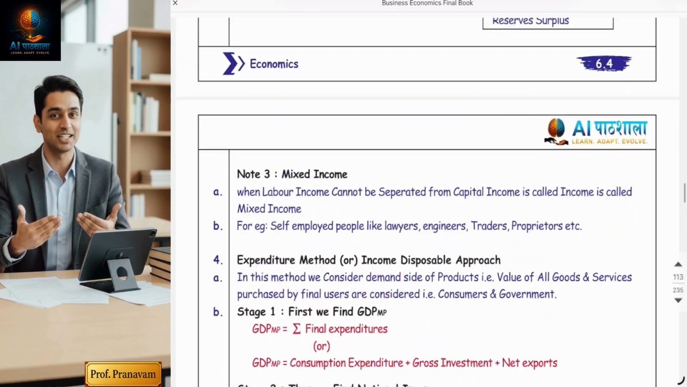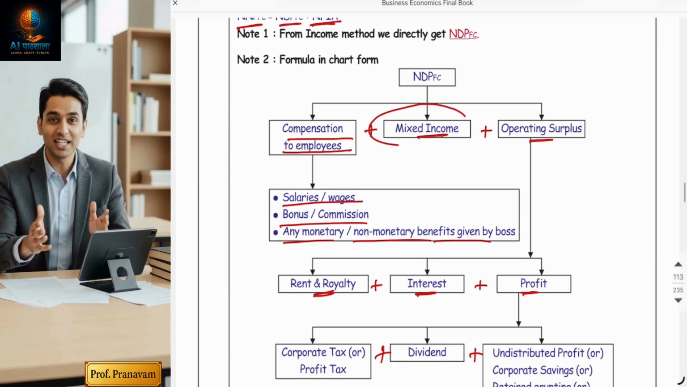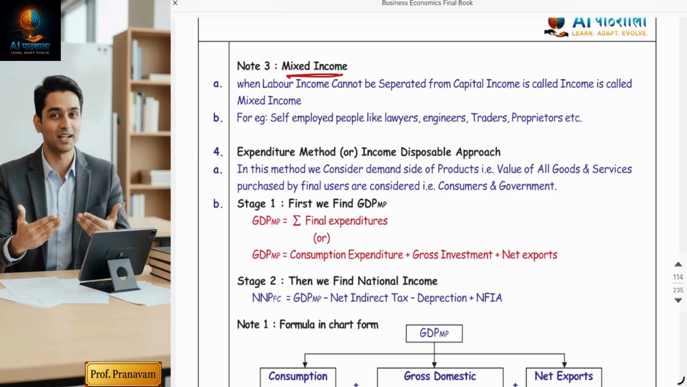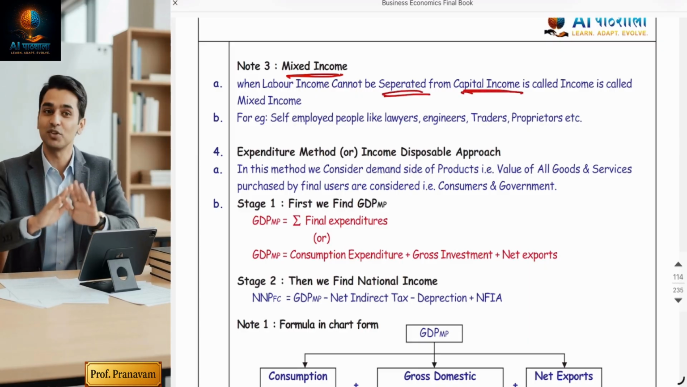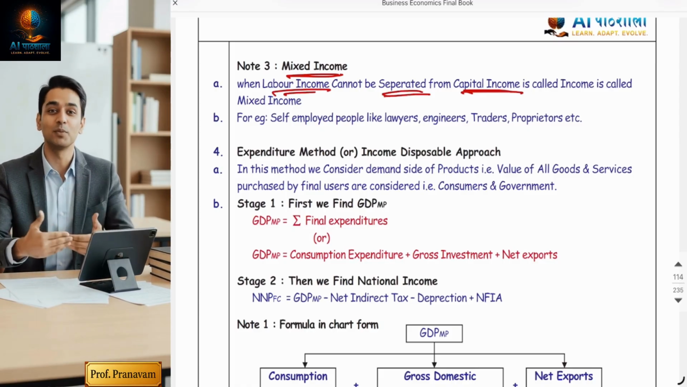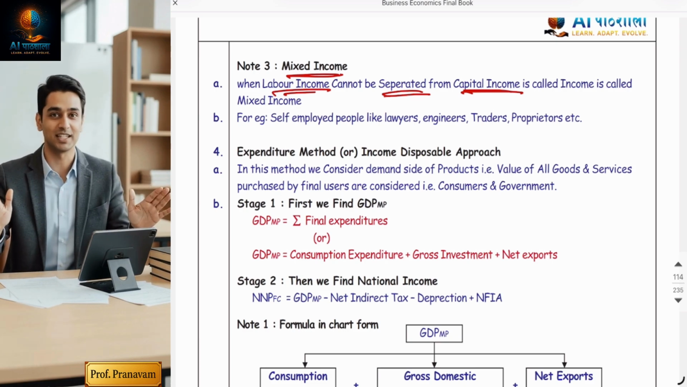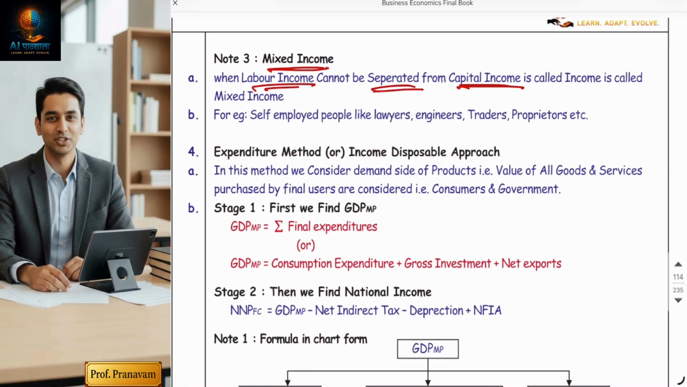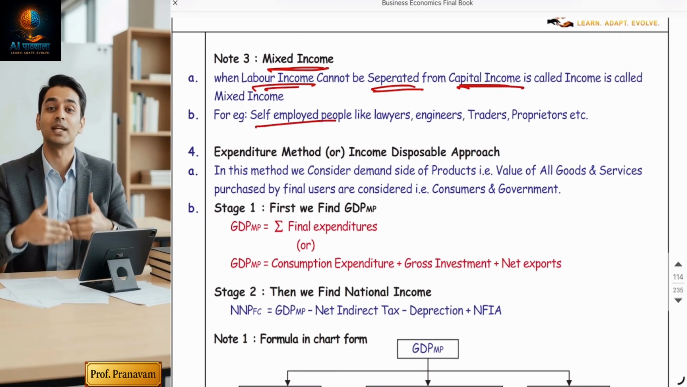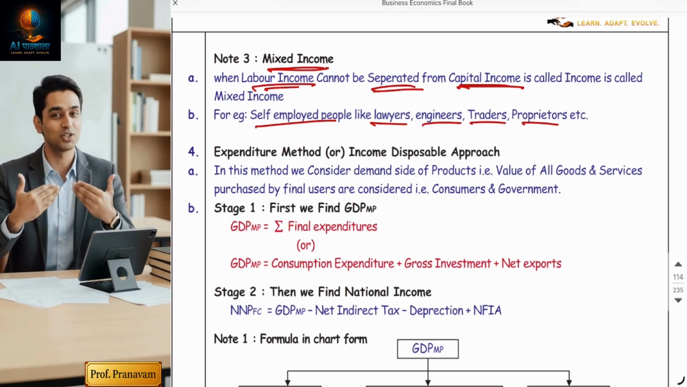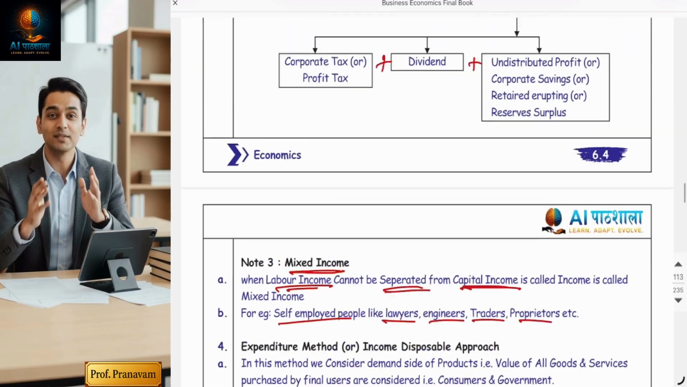Now, in this formula, I've used one term called mixed income. What do you mean by mixed income? Guys, mixed income is income which cannot be separated into capital income and labor income. It means labor income and capital income are a mixture. Normally, self-employed people and sole traders earn this income, when in a small business the owner and manager are one and the same. So self-employed people like lawyers, engineers, traders, proprietors always enjoy mixed income.